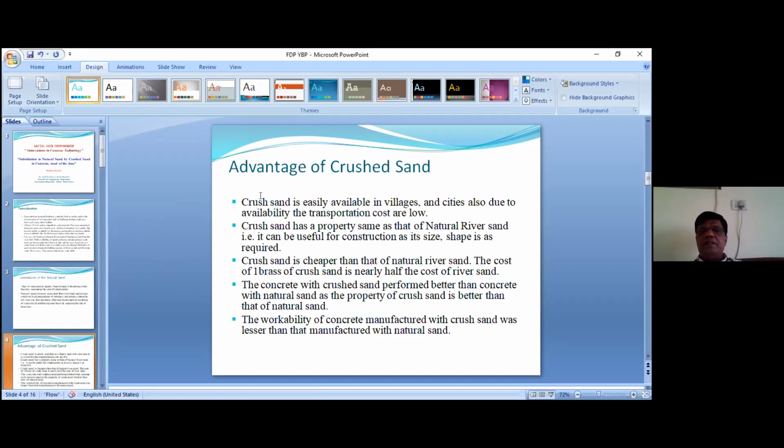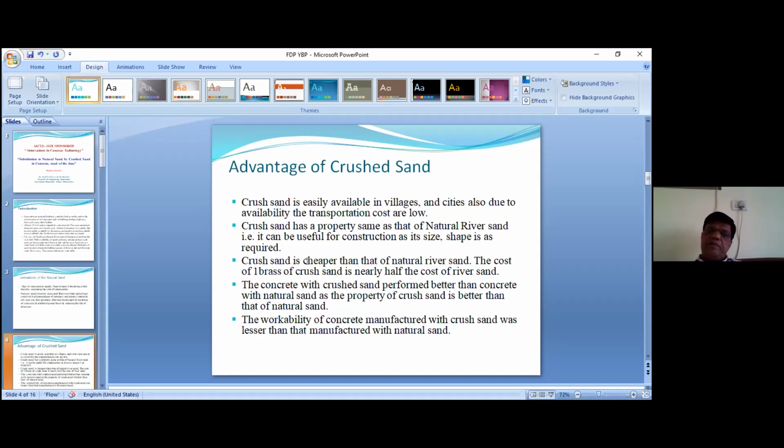Crushed sand is easily available in villages and cities also, because 80% of Maharashtra is made of the Deccan Plateau, which consists of good igneous rock, that is basalt, and good rock is more or less available in all parts of the Indian Peninsula. So there is no problem of availability of good rock in quarries. From this quarry rock, we can prepare artificial or crushed sand at any site. Crushed sand has properties similar to natural sand, so it can be used for construction. Crushed sand is cheaper than natural river sand. The cost is nearly half, about 50% of river sand.